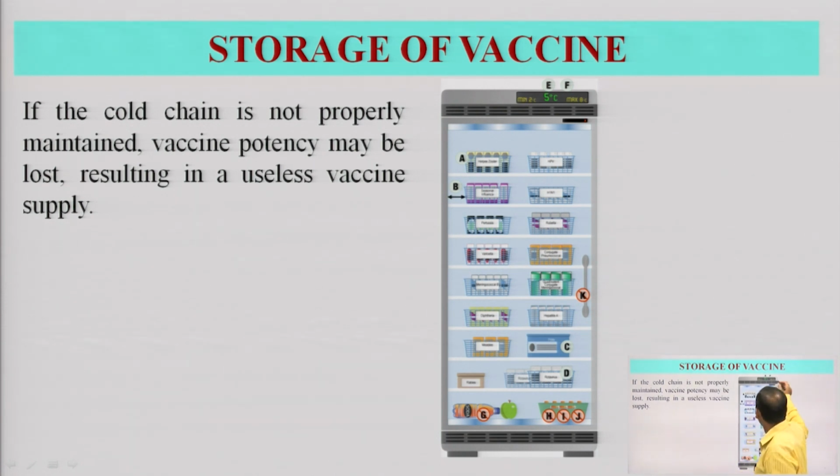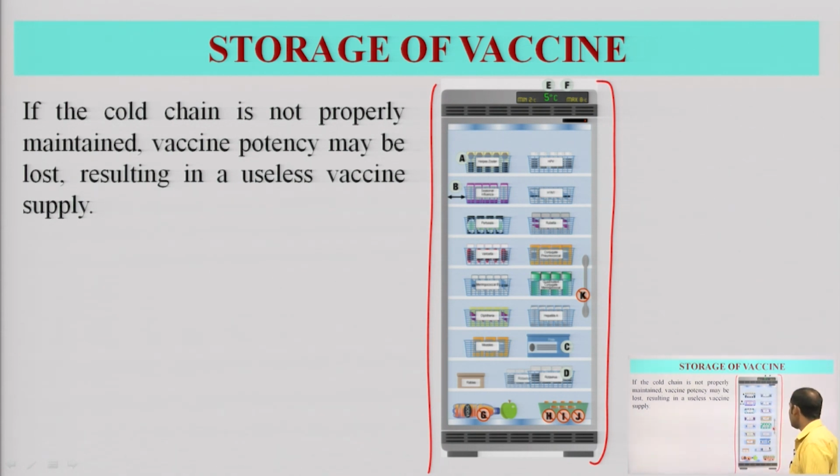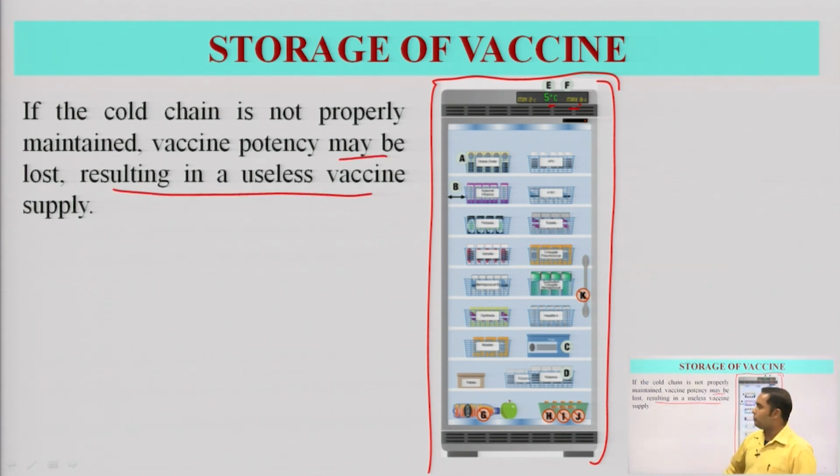So, here is a typical diagram I have tried to bring for you. This is like a simple fridge. This is the maximum temperature, this is the minimum temperature, and this is the maximum temperature. If the cold chain is not properly maintained, vaccine potency may be lost, resulting in useless vaccine supply.